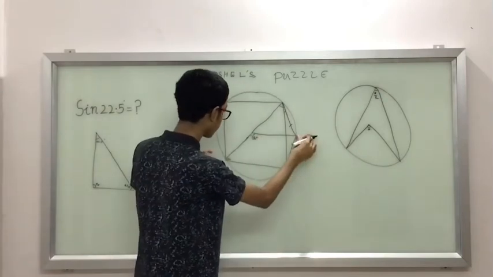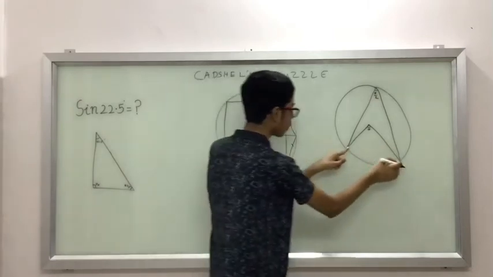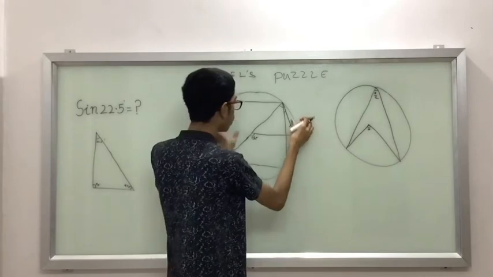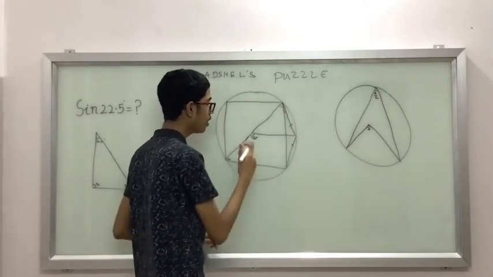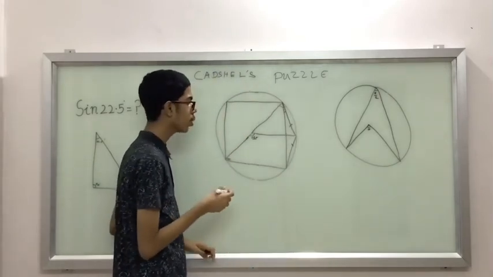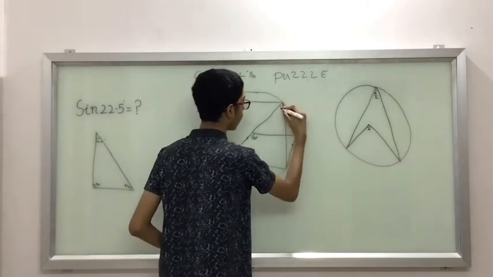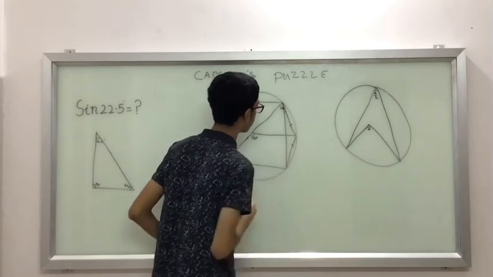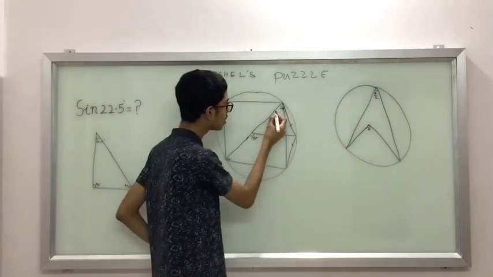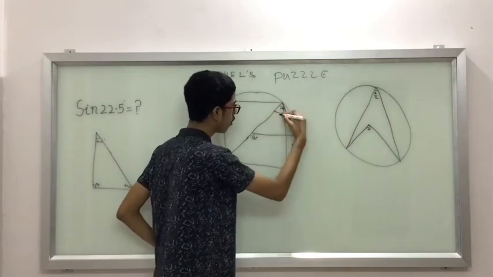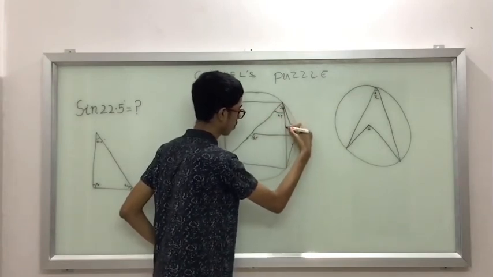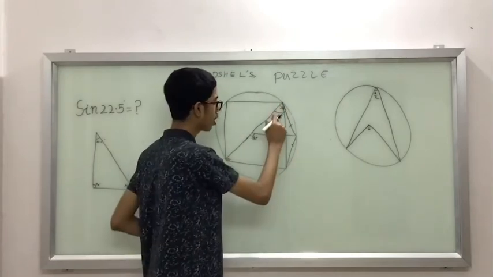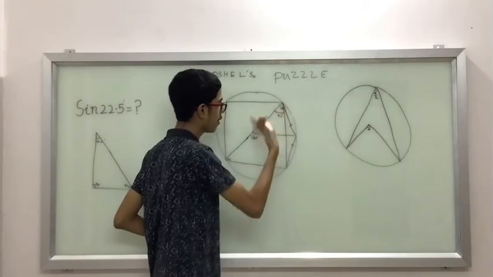This is 135. From here to here is 135. Then from here to here is what angle? 135 by 2, which is equal to 67.5. This whole angle is 67.5. Now next, what is this angle? This is 45. This is 45, that means this is also 45. Then this is 90 now. So this is 45, this is 22.5, and this whole is 67.5.